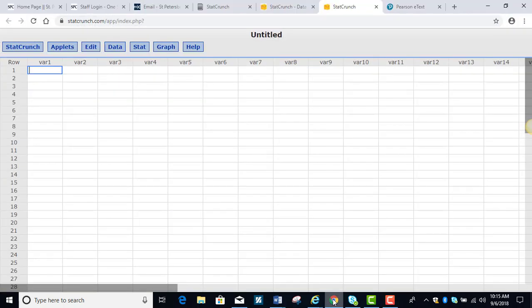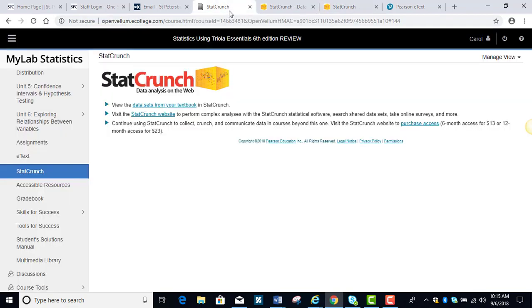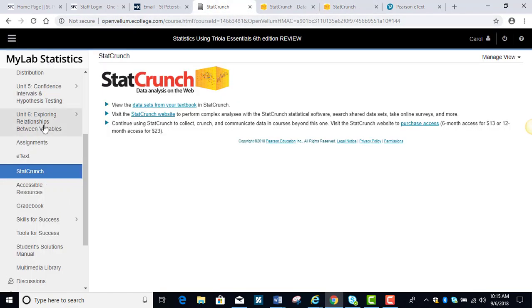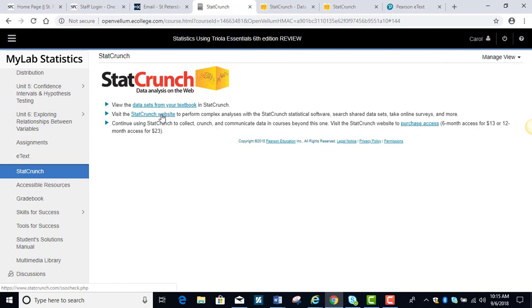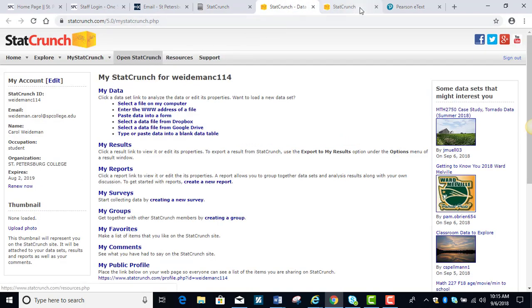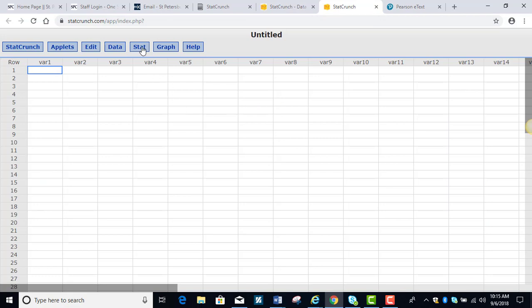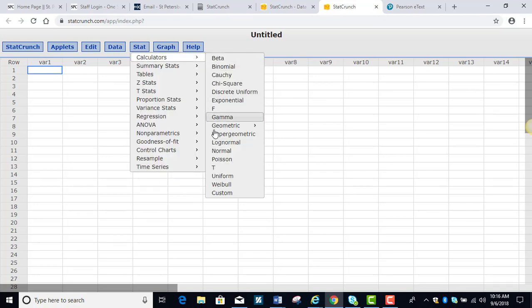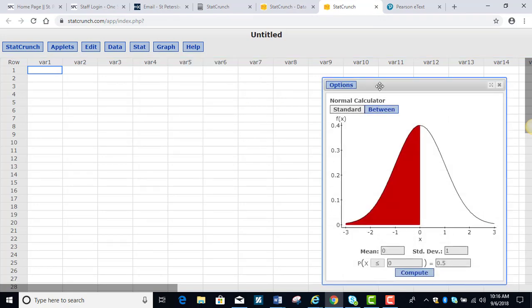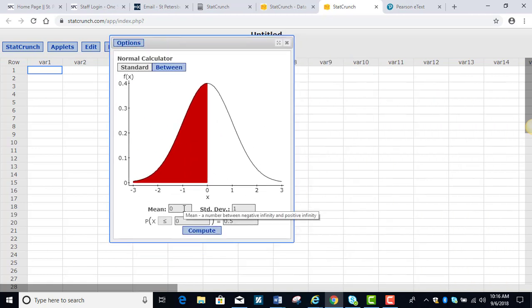So I'm going to go to StatCrunch. Remember how we get there on our MyStatLab toolbar on the left side. Click on StatCrunch, go to the website, and then from the website, click on Open StatCrunch, and you're going to go to Stat, Calculator, Normal. Now, it will always be set up to the standard normal when you open it. So for this section, you don't have to change the mean and the standard deviation.